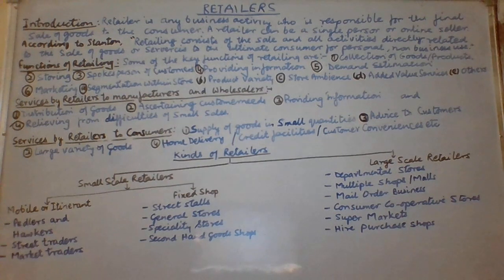Now, important is the kinds of retailers. All the kinds and types of retailers are broadly classified into two basic categories. One is the small scale retailers, and the other is the large scale retailers, on the basis of the amount of money put in and the facilities associated with the retail outlets. The small scale retailers are again categorized into two basic categories: mobile or itinerant, and number two, the fixed shops.